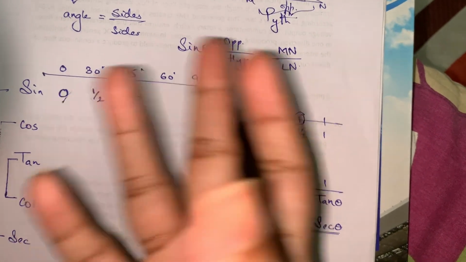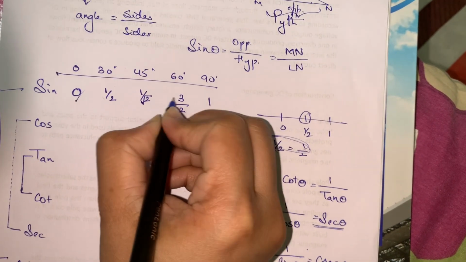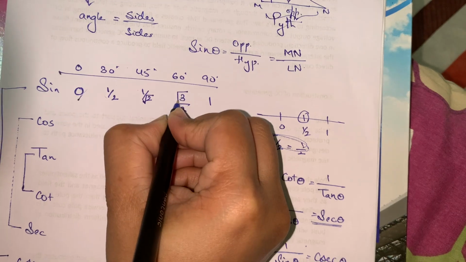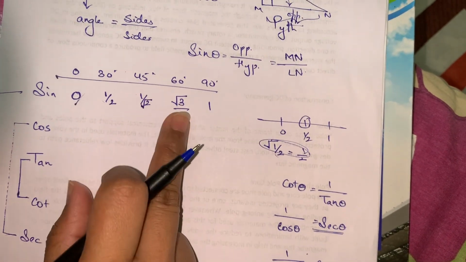So what I'm doing is, I'm taking 3. To keep it a little different, I'm taking a 3 upon 2. But 3 is jealous. It also wants a hat on its head. So these are your sine values: 0, 1 by 2, 1 by root 2, root 3 by 2, and 1.